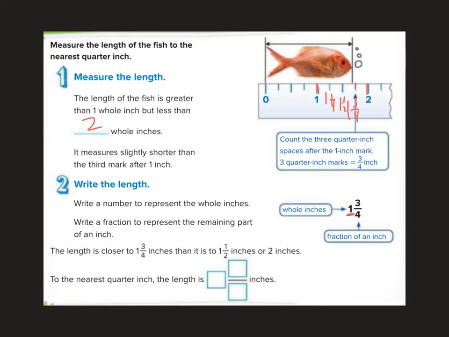I mean, it's a pattern. It just keeps going on and on. The length is closer to 1 3/4 inches than it is to 1 1/2 inches or 2 inches. So to the nearest 1/4 inch, the length would be 1 3/4 inches.